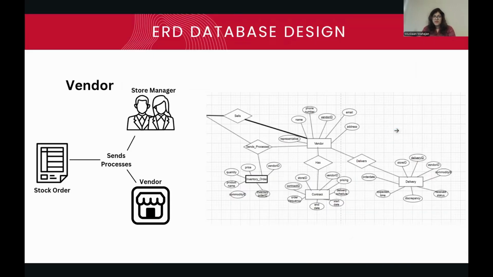Coming to the ERD database design, the vendor has the main entity as the vendor, which has the primary key as vendor ID. Then we have entities delivery, contract, inventory order, store manager, and commodity. So we have a ternary relationship between inventory order, vendor, and the store manager. And the vendor is directly affiliated to the commodity entity as well, which comes under the employee part.